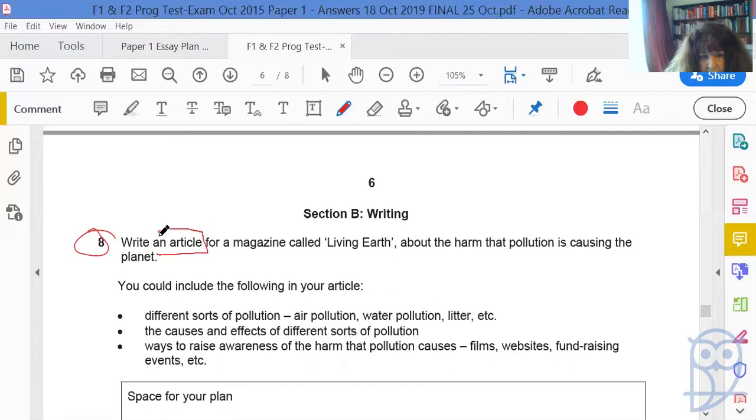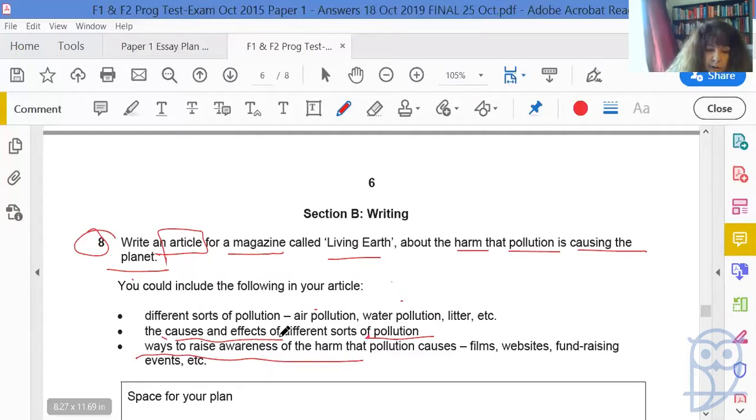Write an article for a magazine called Living Earth about the harm that pollution is causing the planet. Okay, you could include the following in your article: different sorts of pollution, air, water, litter, etc., causes and effects of different sorts of pollution, like we did with the summary with the dolphins, ways to raise awareness of the harm. How would you raise awareness? So let's look at that carefully.